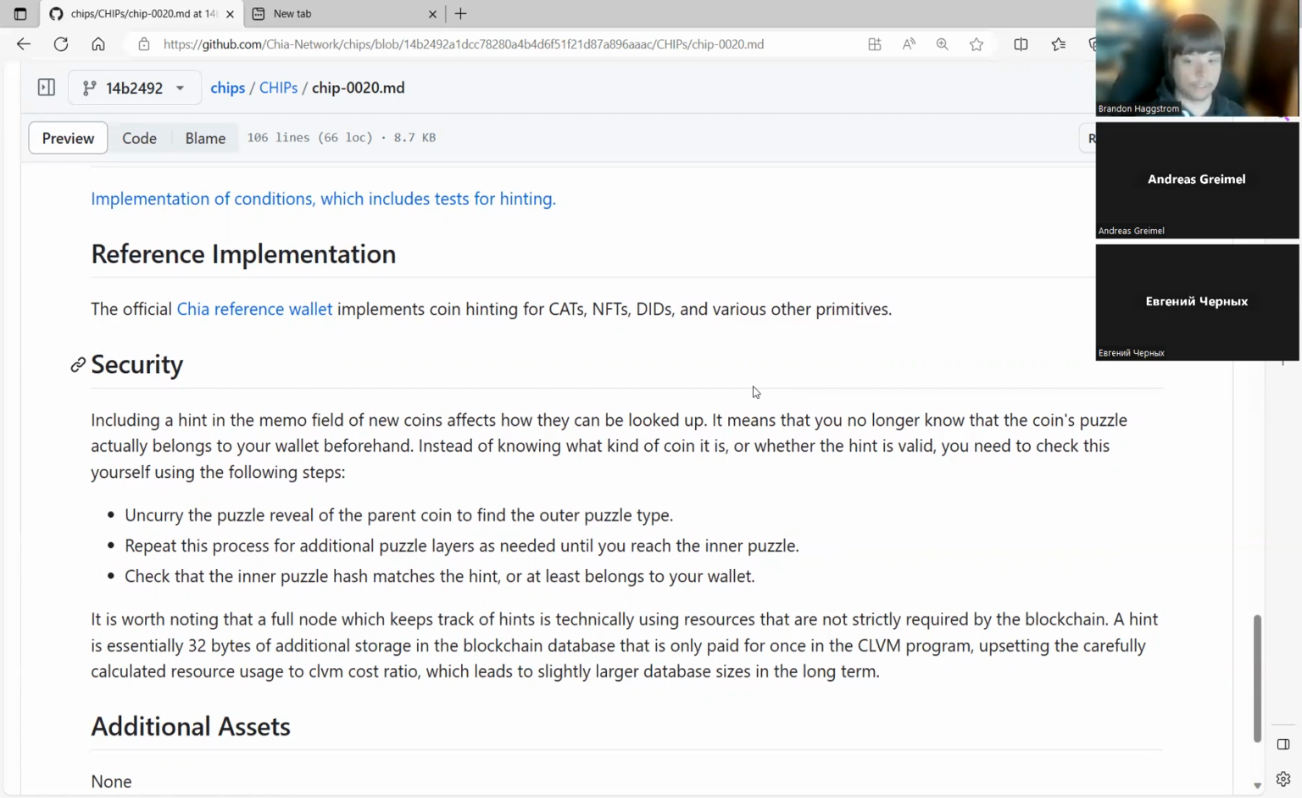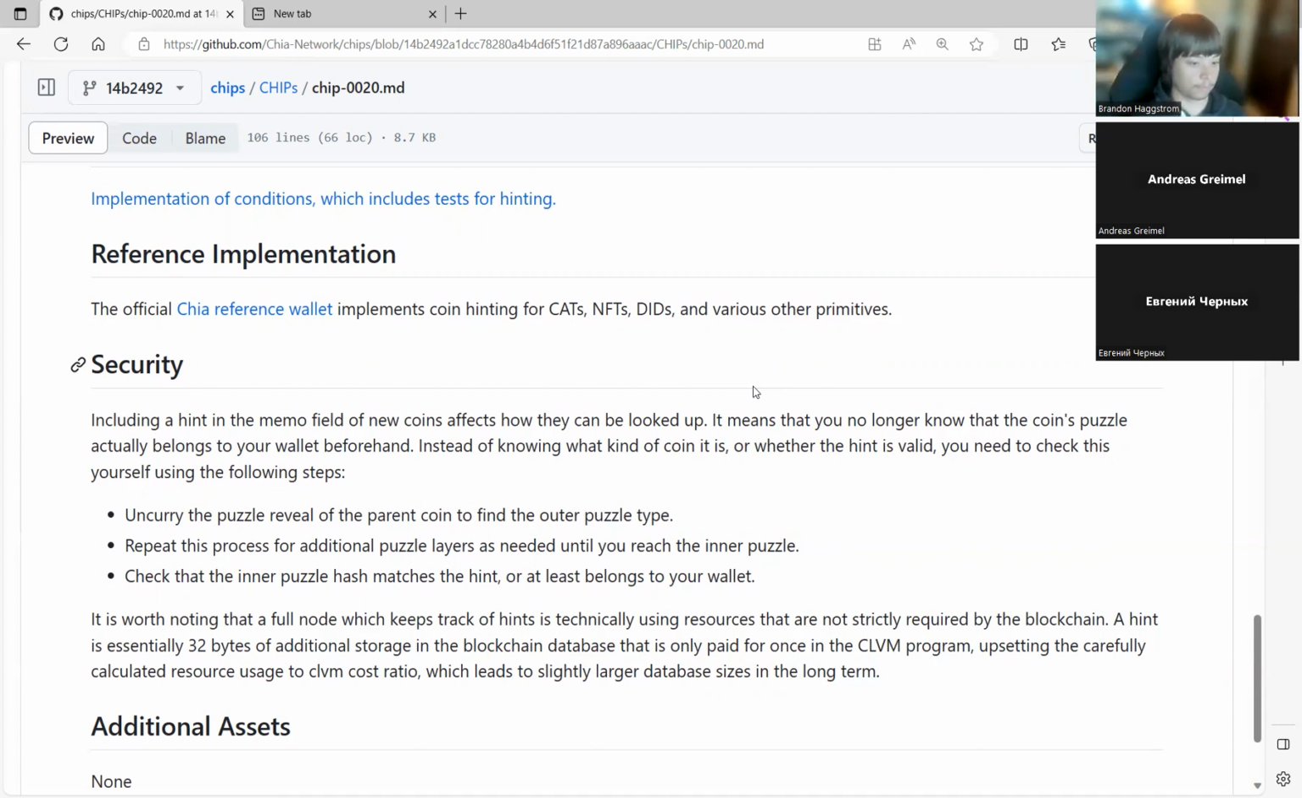The implementation predates the CHIP process, so we weren't able to make a CHIP. Oh, right, before CHIPs even existed. So this has been out for a long time then. Yep. So then is the reason to make it a CHIP just to standardize the process so other wallets can take advantage of it?